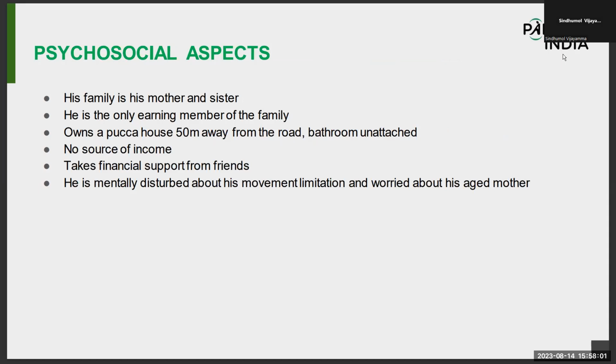Psychological aspects: his family is his mother and sister. He is the only earning member of his family. Owns a pucca house 50 meters away from the road, bathroom unattached, no source of income. Takes financial support from his friends. He is mentally disturbed about his movement limitation and worried about his aged mother.